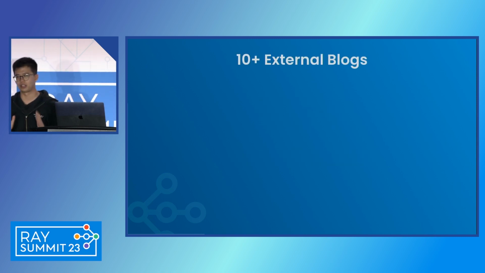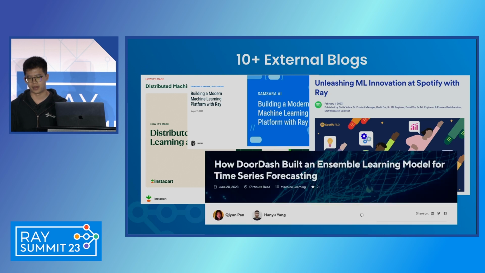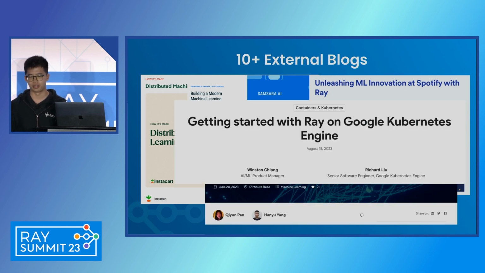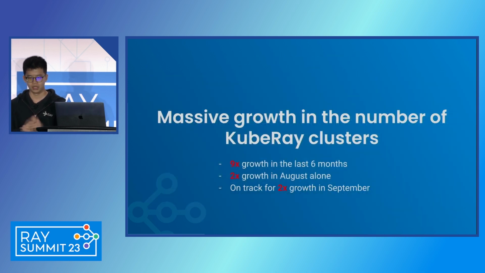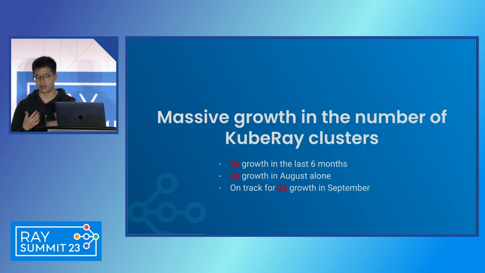And then we have a lot of user blogs, like Instacart, Samsara, Spotify, DoorDash, and Google. We have a massive growth in the number of KubeRay clusters: a 9x growth in the last 6 months, and 2x in August. And we expect that we will have another 2x in September.